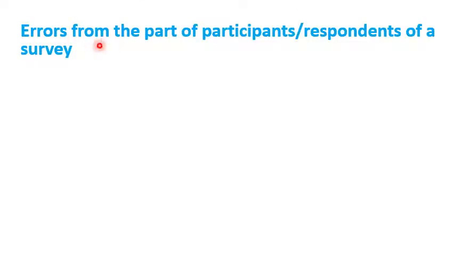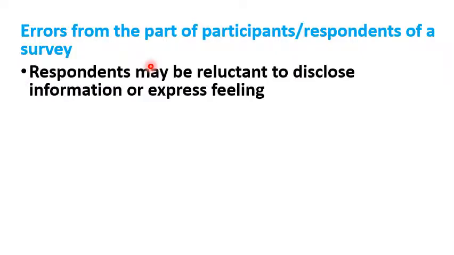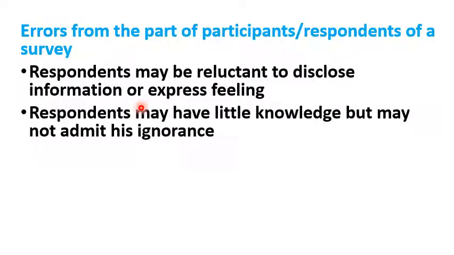What are the errors that can be expected from the part of participants or respondents of a survey? First one, respondents may be reluctant to disclose information or express feeling. Respondents may be reluctant to disclose information because of many reasons. For example, the respondent may think that the results of the survey may be used for taxation by the government, like that. Then respondents may have little knowledge but may not admit their ignorance.